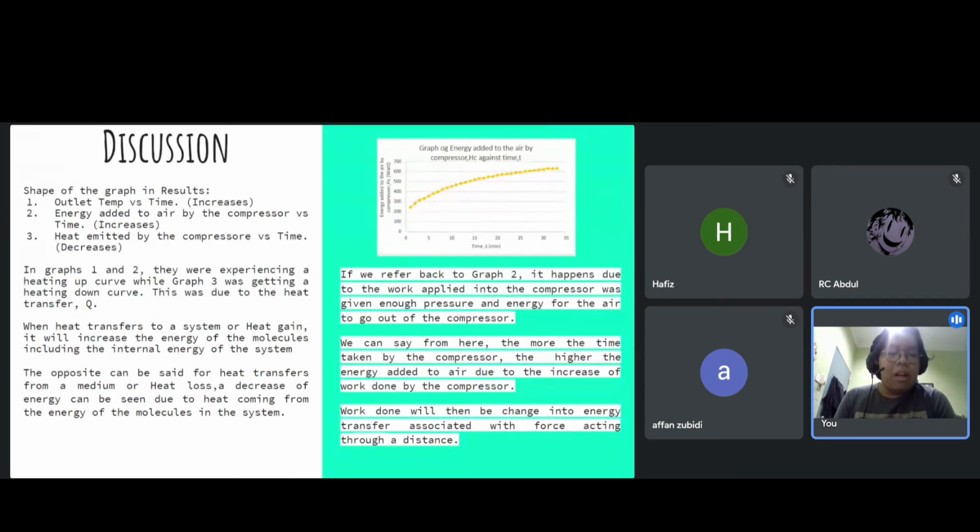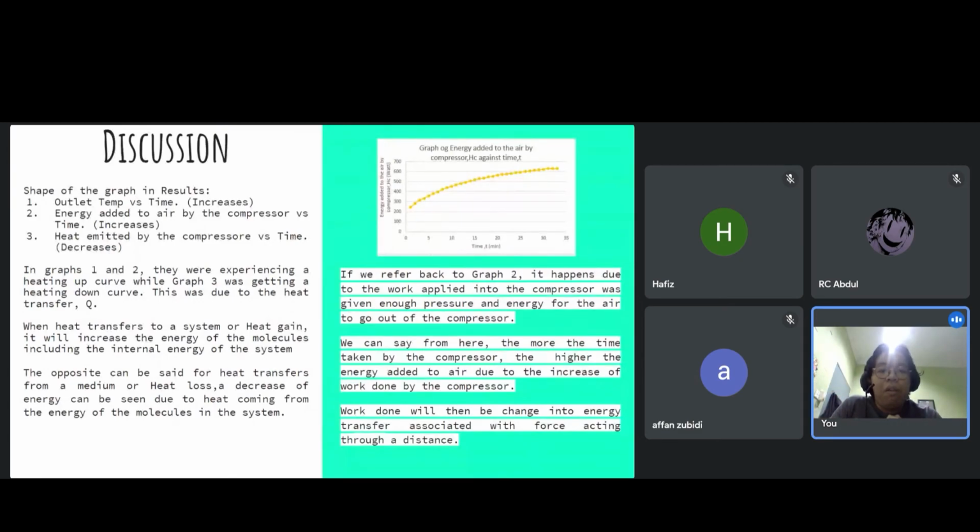I'm going to be presenting the discussion and conclusion parts. First, there are three main things that we need to discuss, which is the shape of the graph that was obtained from the results. As said by Afan just now, there are three. The first graph was outlet temperature versus time. The second will be the energy added to air by the compressor versus time, and the last one would be heat emitted by the compressor versus time.